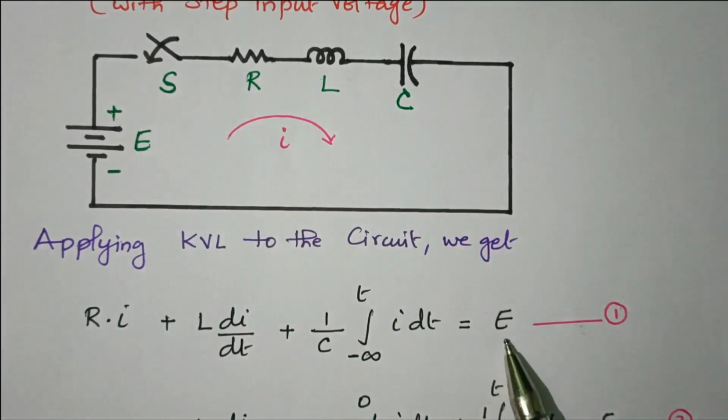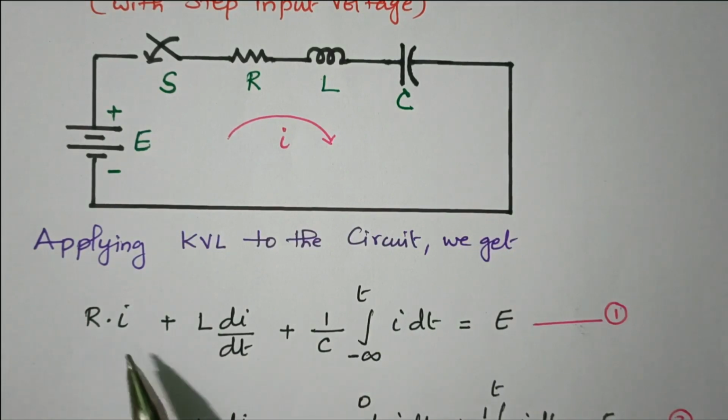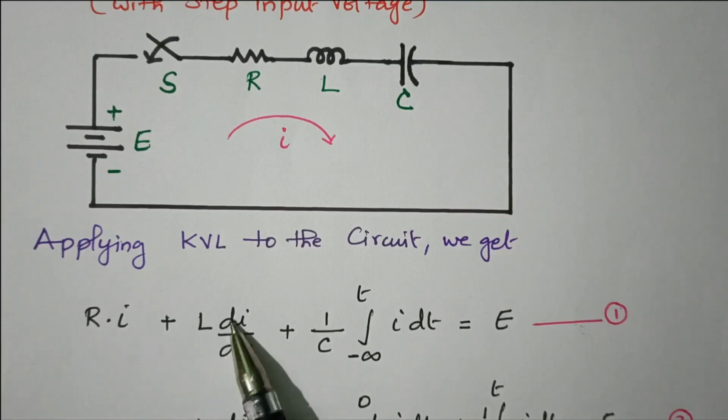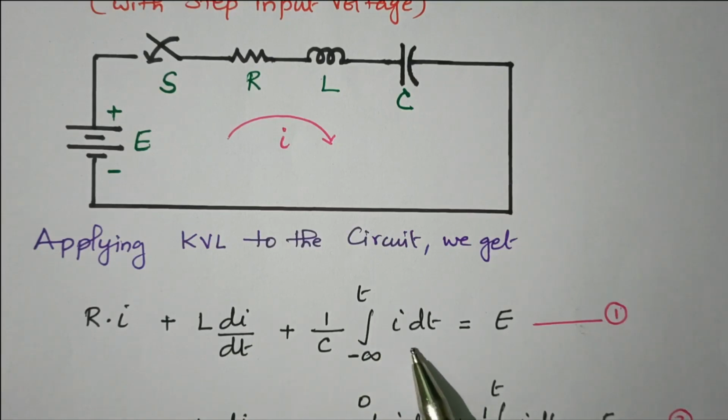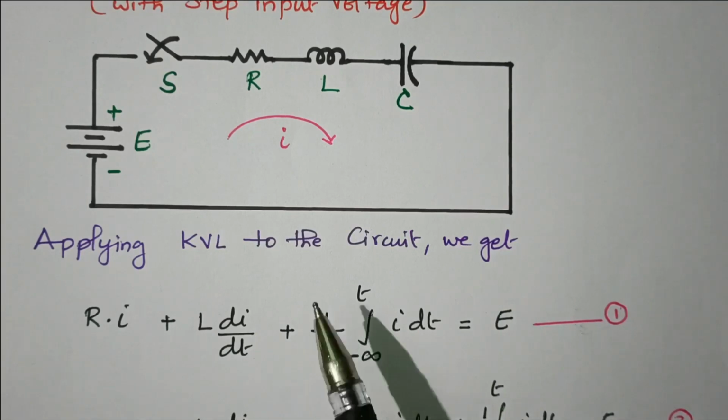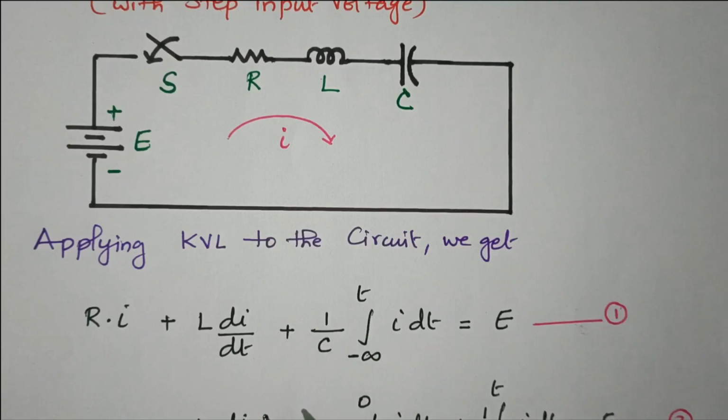So the applied voltage E is equal to resistive drop, inductive drop and capacitive drop. Resistive drop is R into I, plus inductive drop is L di by dt, plus capacitive drop is 1 by C integral from minus infinity to t of I dt. That is equal to supply voltage E. So this is nothing but potential rise, and this is potential drop. This is the basic equation of the RLC circuit by applying Kirchhoff's voltage law. Let us consider this as equation number 1.